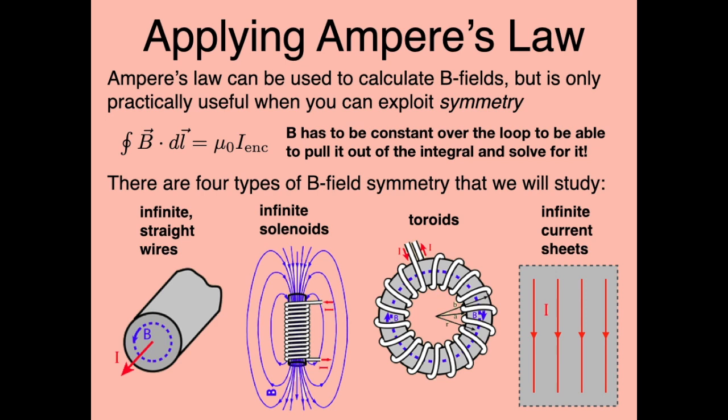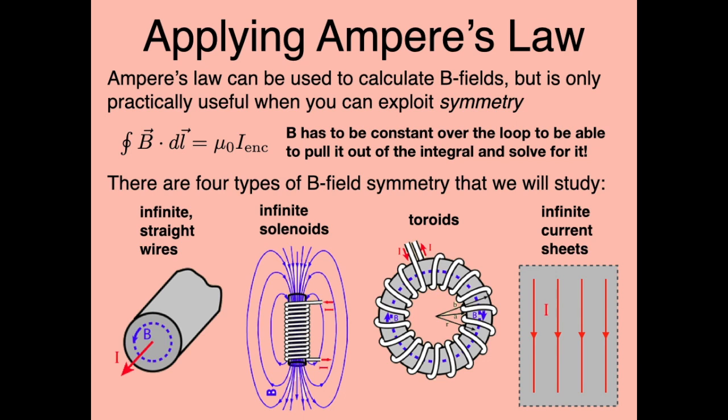The next one is a toroid. This is something that's shaped like a donut, and wrapped all around that donut is a bunch of turns of wire. Again, it's wrapped around the donut many, many times. That's really what a toroid is. And then lastly, an infinite current sheet. So imagine an infinitely large plane that just has some current flowing through it. That's the last case that we'll look at.